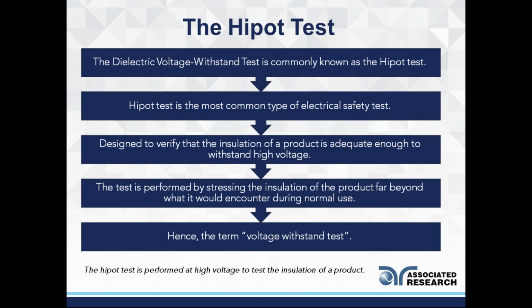Meaning that, for example, in the US, a product is powered up using the wall outlet, which is around 120 volts, 60 hertz. So the Hipot test will stress the product's insulation at a much higher level of voltage and record the resulting leakage current or look for breakdowns. These are some of the things that we're going to talk about in more detail. The term voltage withstand test comes from the fact that it is a test to see if the insulation of your product can withstand the high voltage condition for a given amount of time without breaking down.